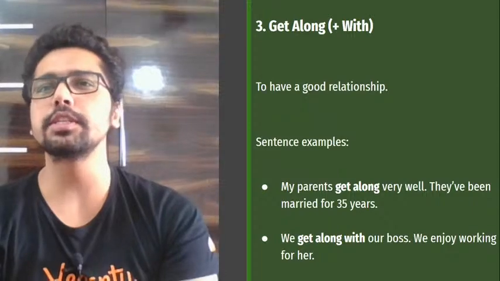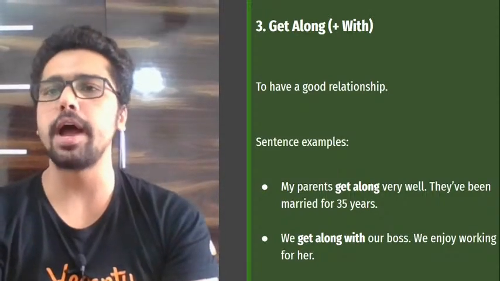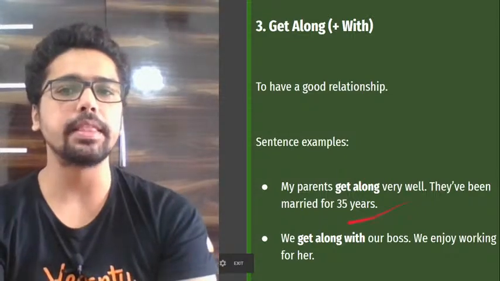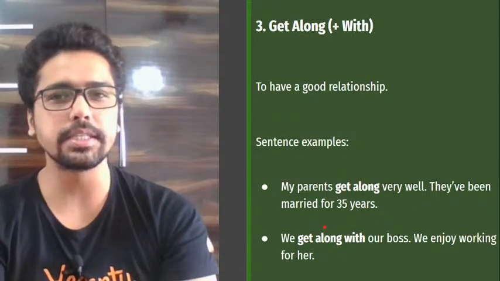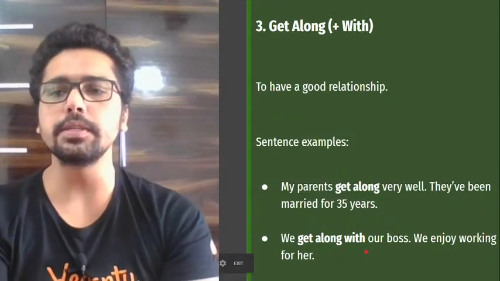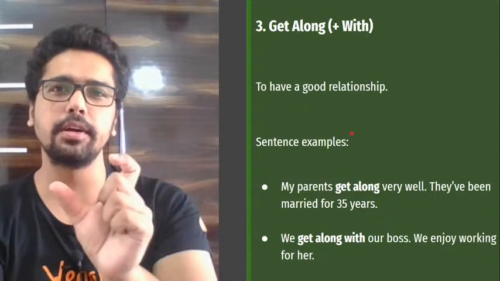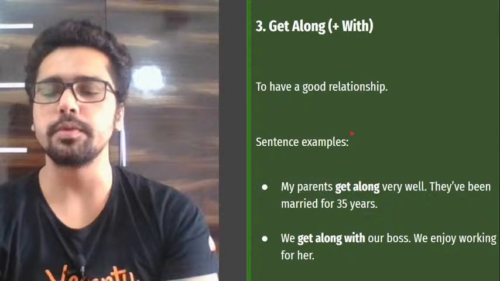And the third one, for example, get along with, that means to have a good relationship. My parents get along very well. They have been married for 35 years. We get along with her boss. We enjoy working for her. So that's get along plus the preposition with.